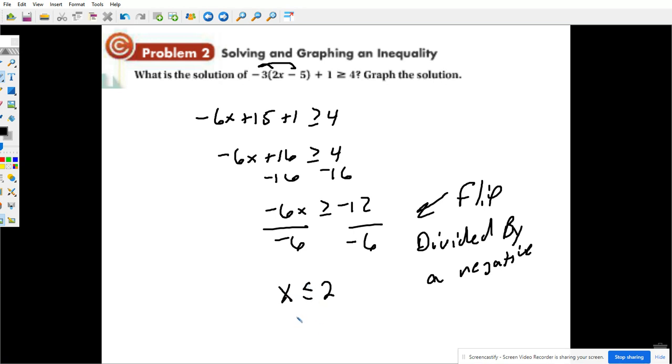So less than or equal to tells me that's a bracket. Less than or equal to tells me I start with negative infinity, and I go to 2. I put a bracket around the 2 and a parentheses around the infinity because I never put a bracket around infinity. It's always a parentheses.